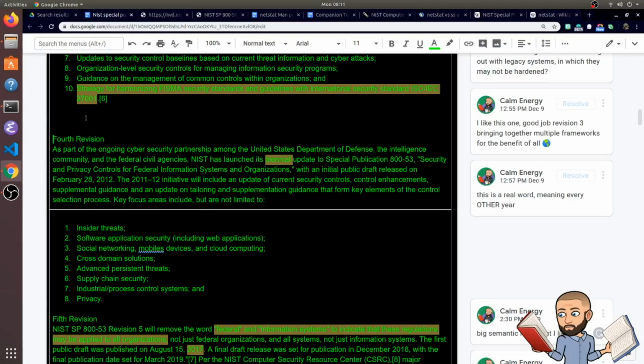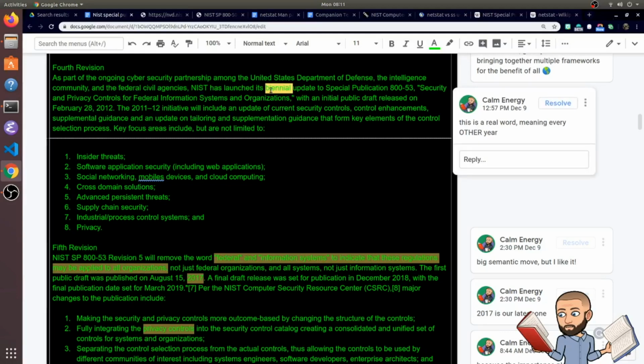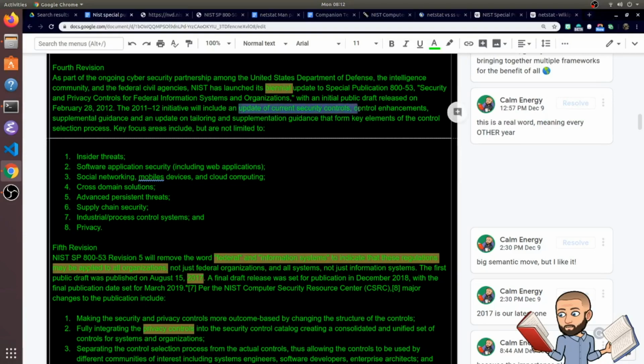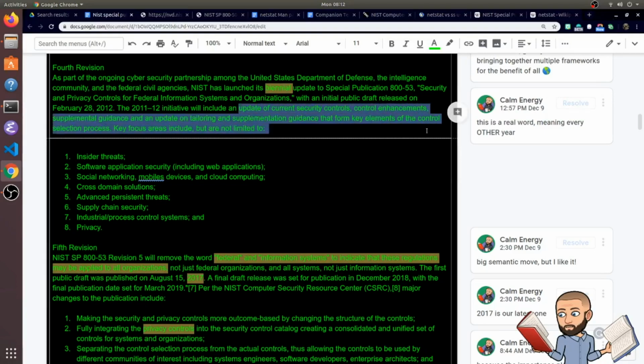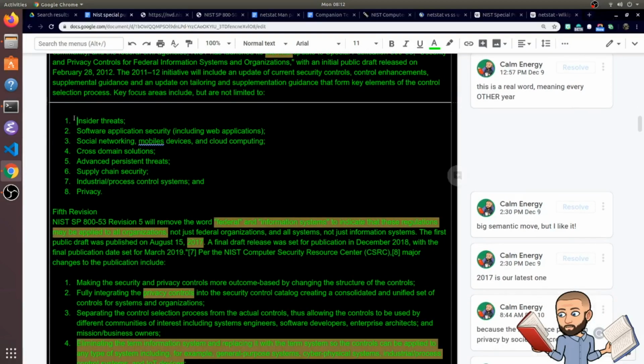Well, now for the fourth revision here, as part of an ongoing cybersecurity partnership among United States DOD, the intelligence community itself, and the federal civil agencies, NIST has launched its biennial update to Special Publication 800-53. So that means every other year. At first, I didn't think that was a real word. But the takeaway, revision 4 is saying that there are these updates and it's good to update. Bad guys are coming out with new ways to be bad every day. So here are the areas that are getting updated.